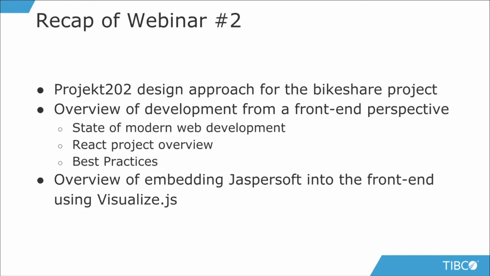And then we talked about the visual design a little bit, about brand creation, the backstory, creating comps and stuff like that. And then I talked a little bit about the development of the bike share app from a front-end perspective. So an overview of the state of modern web development, a modern workflow, and the different frameworks that are available to use. Then we talked about why we chose React in the first place. And then went over some best practices, some helpful libraries and some patterns that all developers use from day to day. And then we talked briefly about Visualize.js and an overview of how it works.